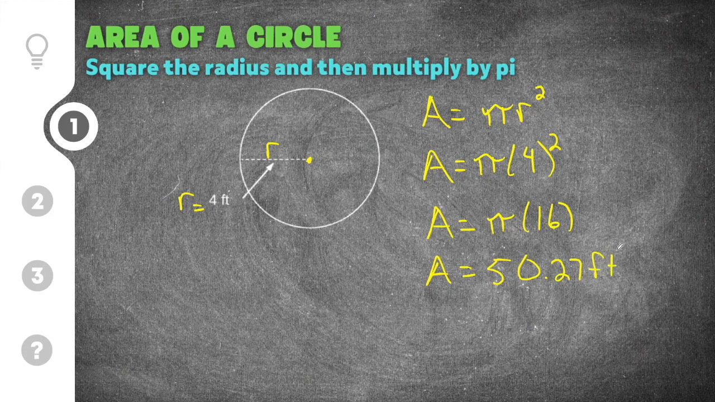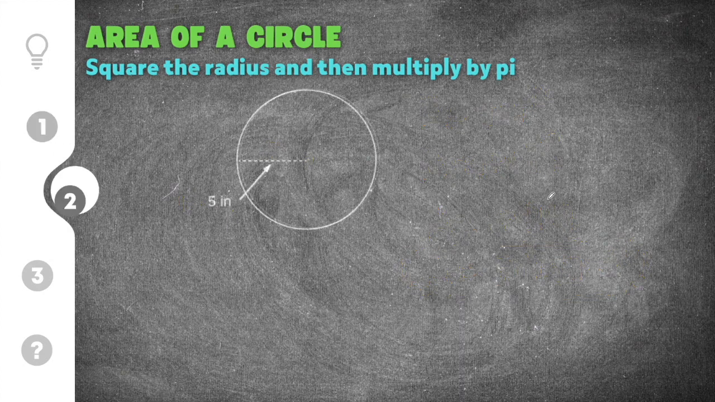After multiplying pi times 16, I will get 50.27 feet squared. And our units are feet because the radius was 4 feet, and it's squared because we multiplied the radius times itself, which would make it squared. So it's 50.27 feet squared. Moving on to the next practice problem.